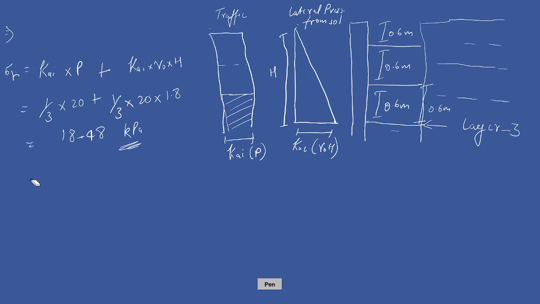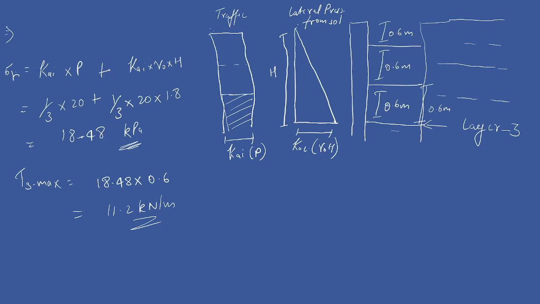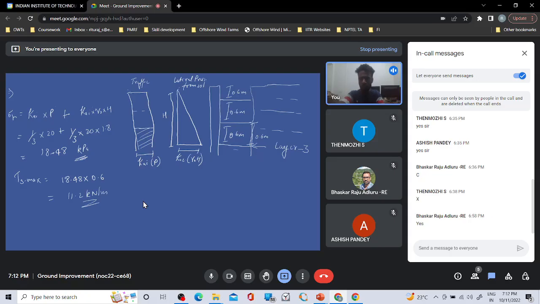So T max is equal to 18.48 into 0.6. So this is basically equal to 11.2 kN per meter. So yeah, option A is the correct answer. I made a slight calculation problem in this, but yeah, this is how you will proceed if you are having this type of questions.